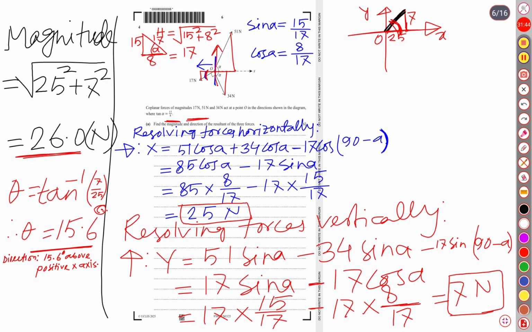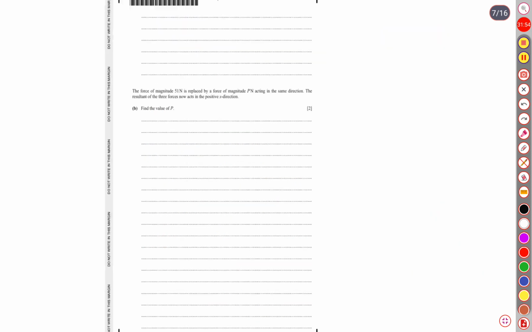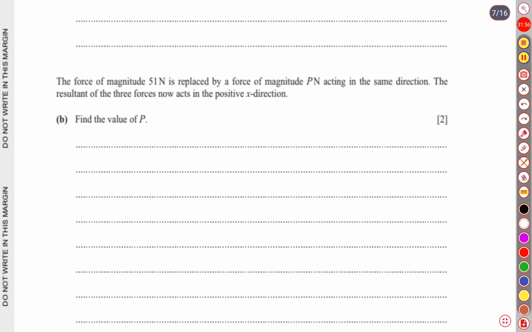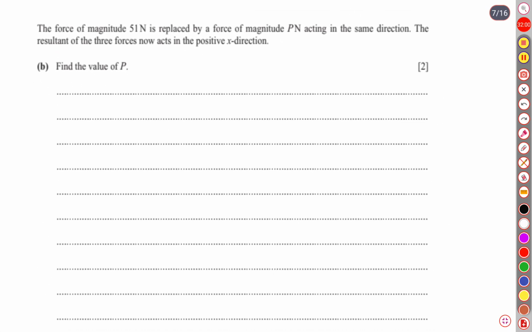Well, let's see the second question. The next question is on the next page. It says the force of magnitude 51 Newton is replaced by a force of magnitude P Newton acting in the same direction. The resultant of the three forces now acts in the positive x direction. Look, here there is a twist actually.